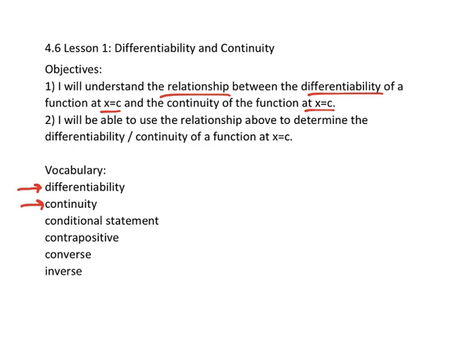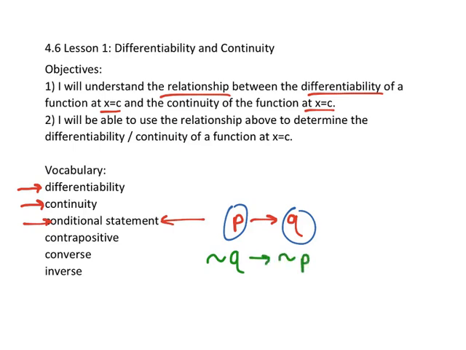And then when we look at the statement that shows the relationship between differentiability of a function at a point and continuity of that function at that point, that relationship is given as a conditional statement, P implies Q, with a hypothesis and a conclusion. The contrapositive of that conditional statement is not Q implies not P, and you may remember that a conditional statement and its contrapositive are logically equivalent. If we know one to be true, the other must also be true.